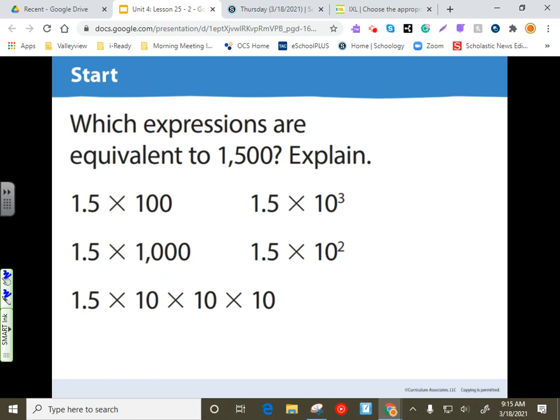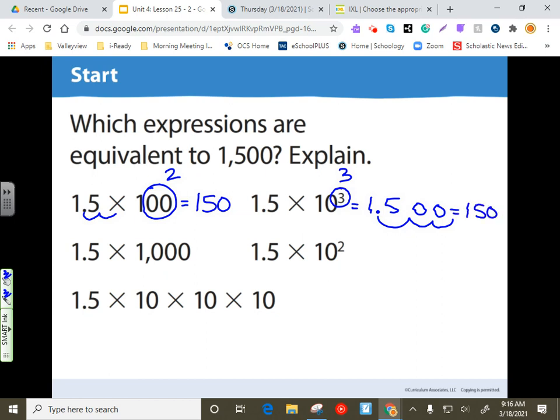For this first one here, we've got two zeros, and that means we're going to move our decimal point two places. So for this 1.5, we're just going to move it two spaces, and that'll give us 150. So that's not going to be one that we want. Also with exponents, these smaller numbers tell you that we're going to move it three spaces. And if we take our 1.5 and move it 1, 2, 3, that will equal 1,500. So that's one that we want.